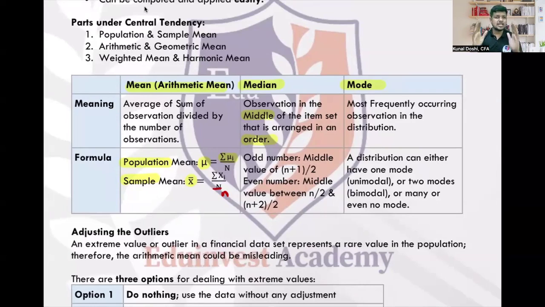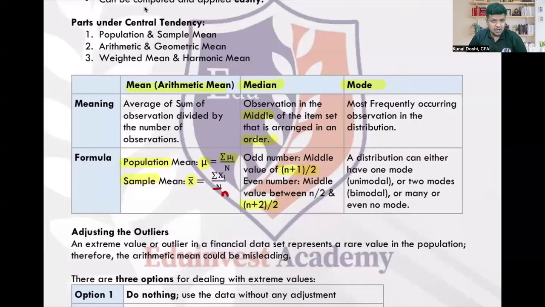Let's say if there are 11 people, then the sixth one: 11 plus 1 divided by 2. That is the sixth observation. That will be the median. But the problem happens when there are even numbers. In the case of even numbers, we take the average of the 2 in the middle. That will be our median.